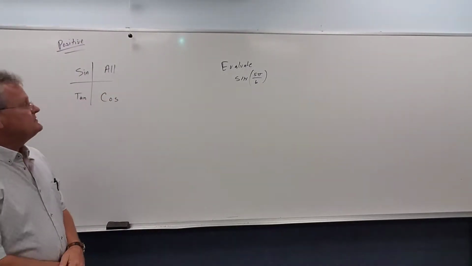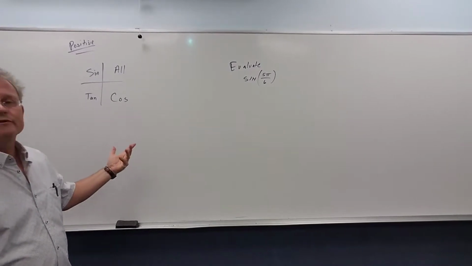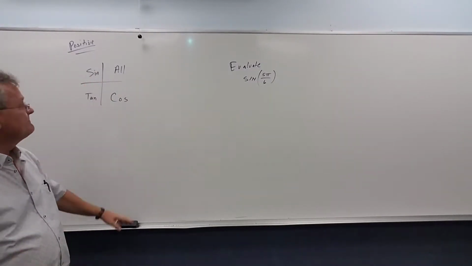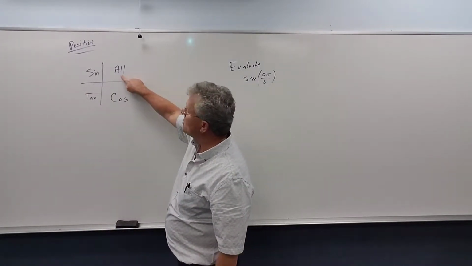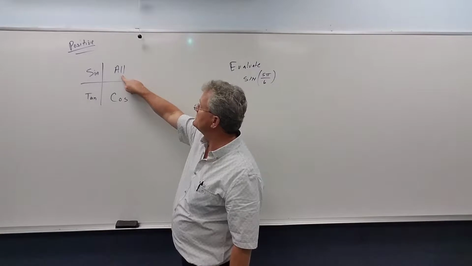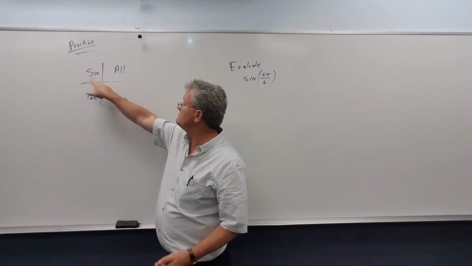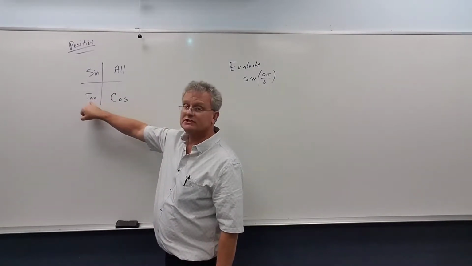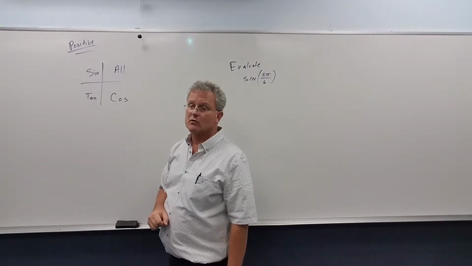Okay, one thing you might want to be familiar with here is which quadrants our trig functions are positive and negative in. One way to remember that is all the trig functions are positive in the first quadrant. Sine is positive in the second, but cosine and tangent are negative. Similarly, tangent is positive in the third, cosine is positive in the fourth.